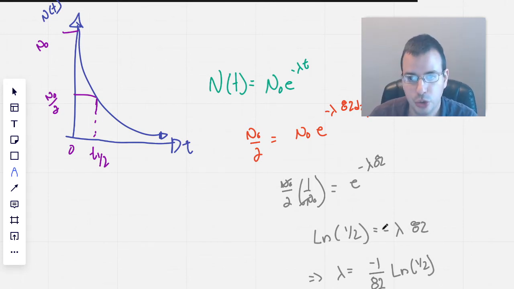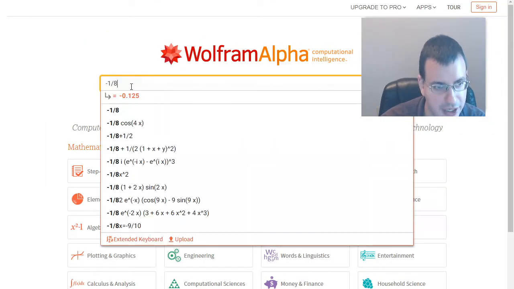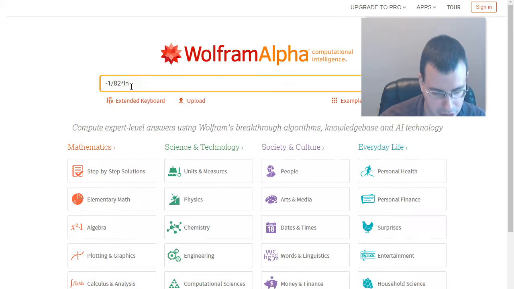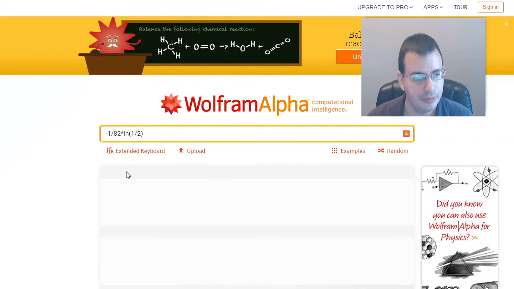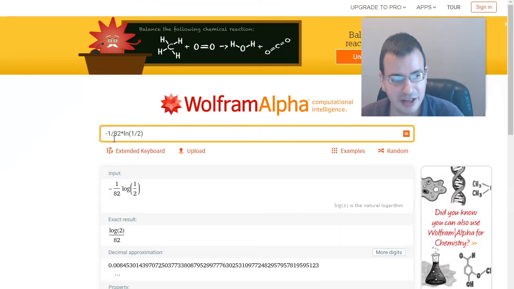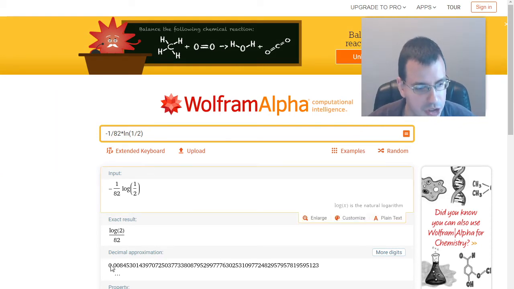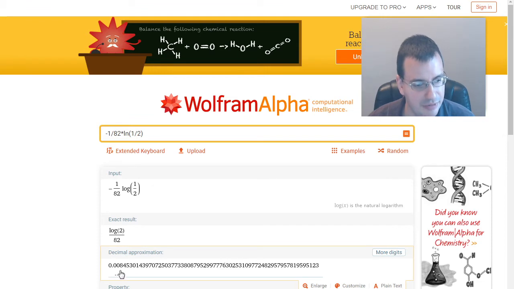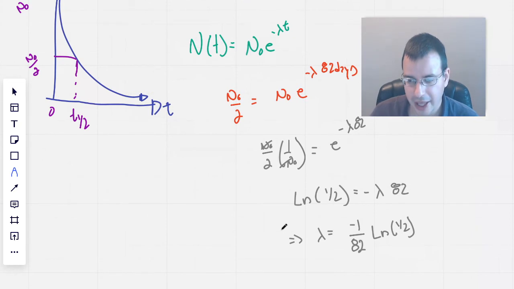So going to Wolfram, we do negative 1 over 82 times the natural log of 1/2. And that should give us a positive number. Yep, because natural log of 1/2 will give us a negative, and the negative in front is also negative, double negative, positive. So lambda equals 8.45 times 10 to the negative third.